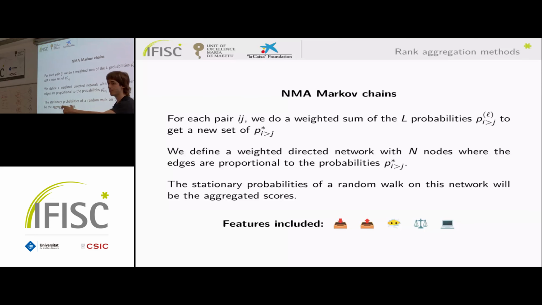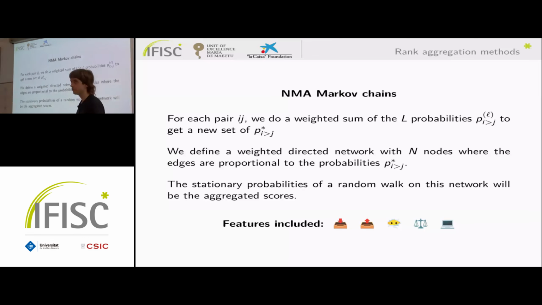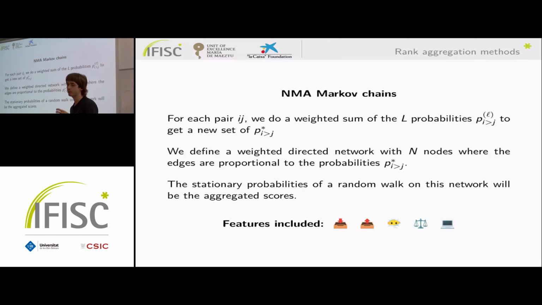Once you have them, you have a network and a random walker on this network, where it's easier for me to go from I to J if all of these probabilities are making me go to a better node. Then the aggregated score is the stationary distribution of that. So the main concept is that you use this probability to do a random walk, and then you use the stationary probability as the aggregated score. So you're using input scores and getting output scores, because you get the stationary probabilities.